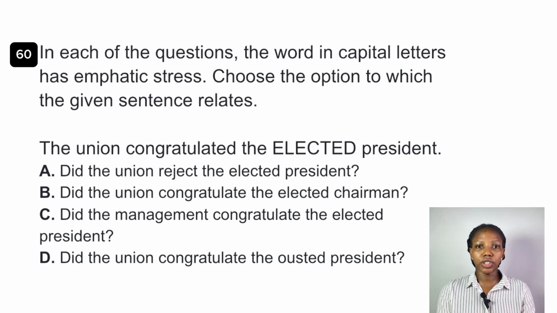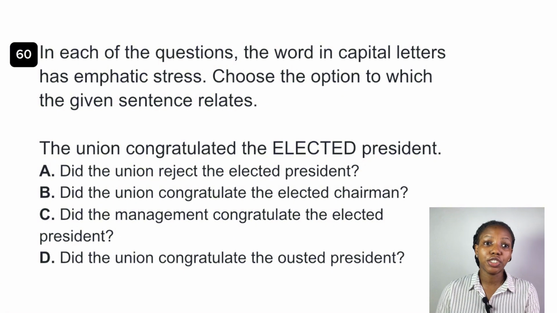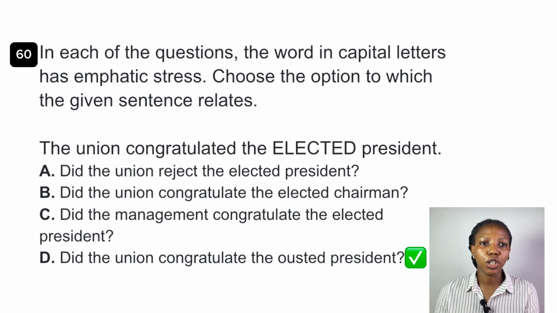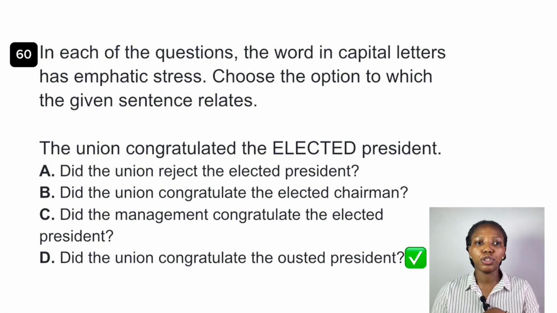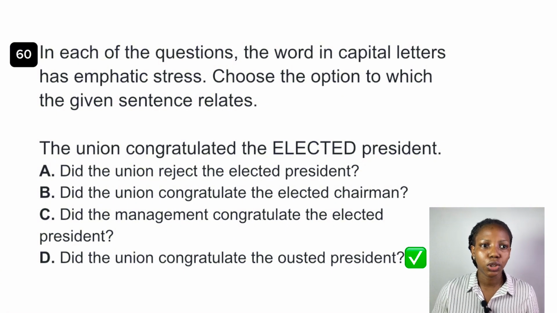Question 60. This question is under contrastive stress. The union congratulated the elected president. The word elected is underlined, it is stressed rather. So the answer to this question is definitely option D. Did the union congratulate the ousted president? For contrastive stress, you need to look for the option that does not include the stressed word or has a different word entirely from the stressed word. So option D is the final answer to this question because we have ousted.